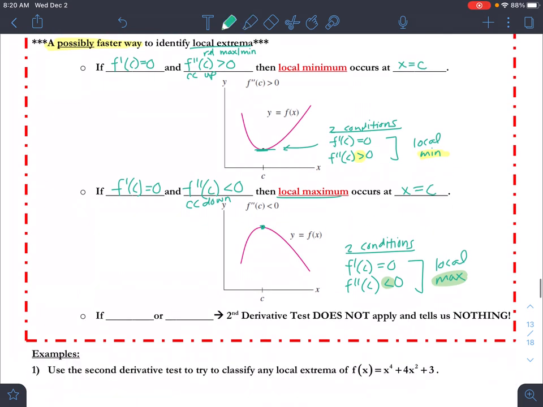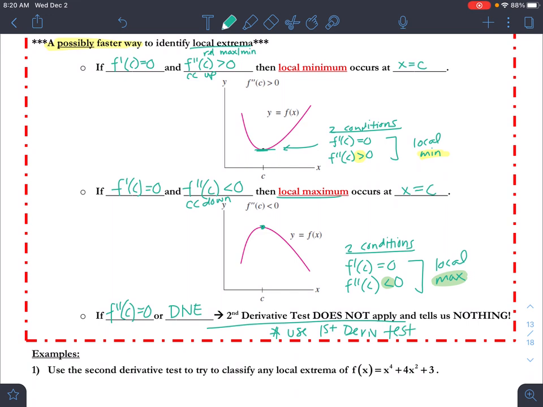The last thing I want to say about this is if f double prime of c is equal to 0 or it does not exist, right? So this, we were dealing with negative or positive. If it's 0, okay, then we can't even use the second derivative test. So we'll have to use the first derivative test, because the second derivative test tells us nothing.